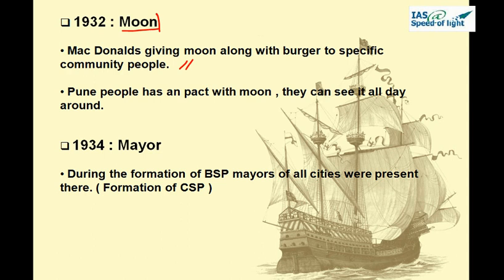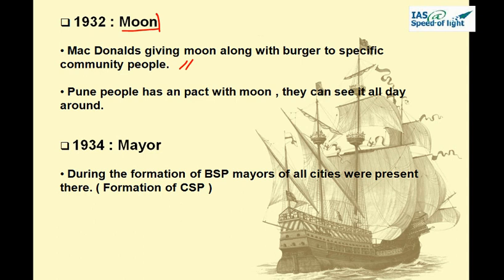Okay, so all those people who are living in the city of Pune in Maharashtra, they have a pact with the moon. They have made one pact with the moon, like they can see it all day around. Normally we can see the moon only in the night time, but Pune people have made such an arrangement with the moon that they can see it all day around. So what we want to remember here is the Pune Pact.